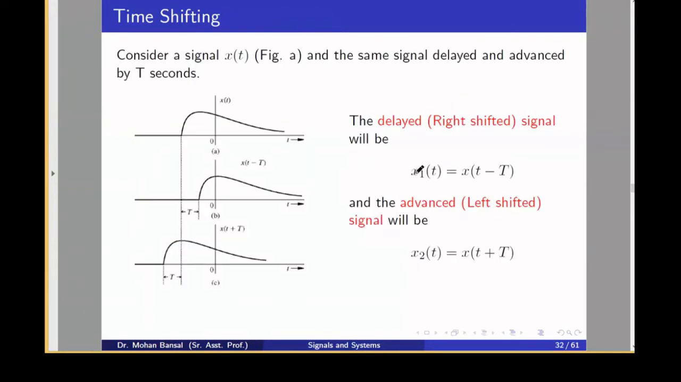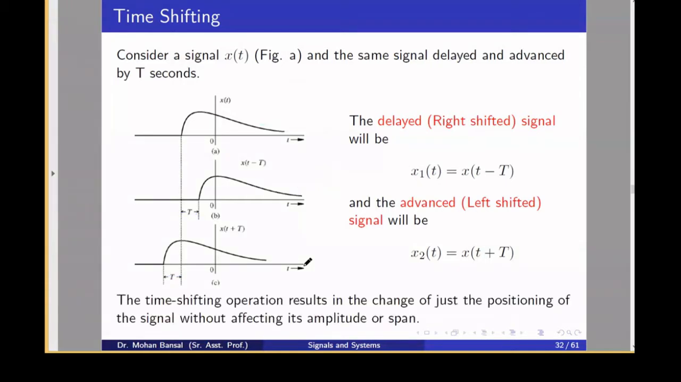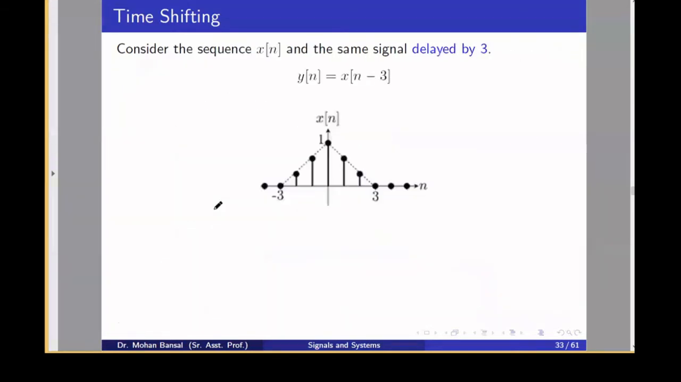Time shifting. This is the first one, the original signal x(t). This is x(t minus T). The signal is shifting to the right side by an amount T. This width is T here. Now x(t plus T) is the signal shifting towards the left side by an amount T. A right shifted signal is called a delayed signal, and a left shifted signal is called an advanced signal. Time shifting results in a change of just the positioning of the signal. The signal position will change without affecting its amplitude and width. Here you can see that its amplitude and width are the same. The pattern is the same, only the position is shifting.